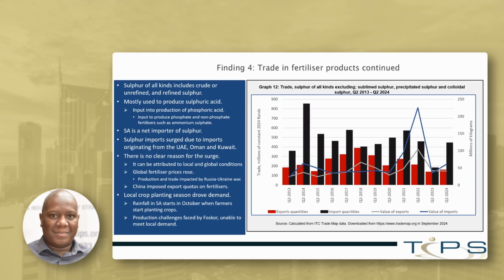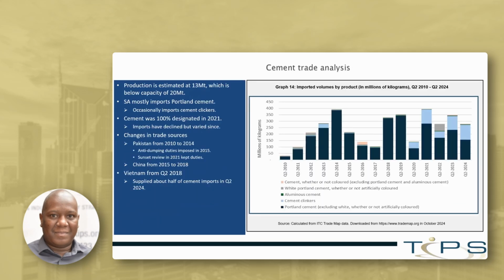Local crop planting season also drove demand, with rainfall in South Africa occurring in October when farmers are starting to plant crops. Production challenges also faced by EXO had an impact, with them being unable to meet local demand.